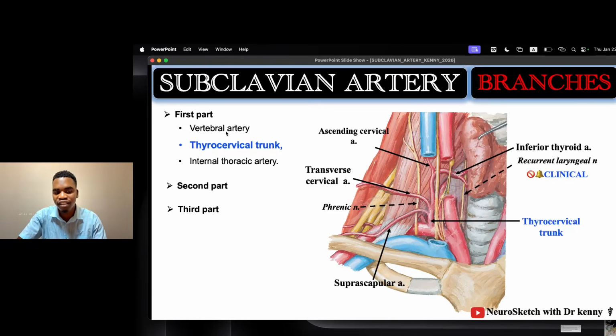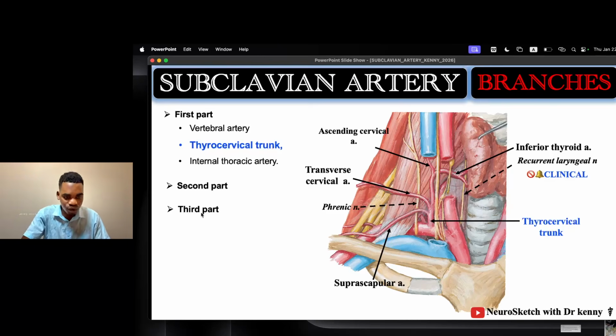We've already seen the vertebral artery, and this is the thyrocervical trunk. Remember, trunk means big, with a number of branches, and this is why we have these branches from the thyrocervical trunk. Also, we have the internal mammary artery, the internal thoracic artery, but we have already emphasized a lot about it. I'm going to put the link below, so make sure you watch the video on the internal thoracic artery. We're not going to discuss the internal mammary artery today.